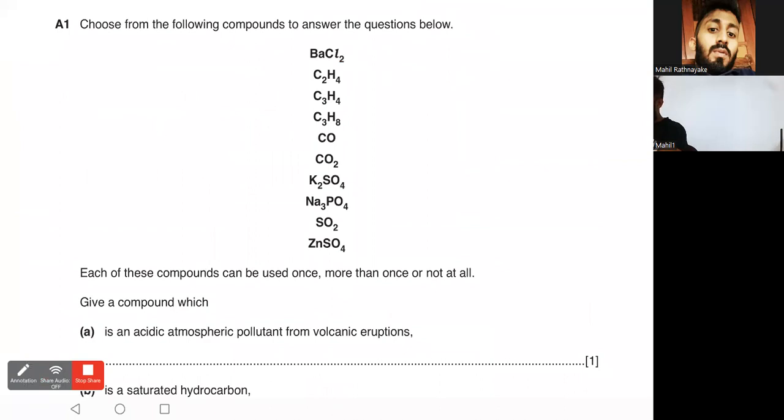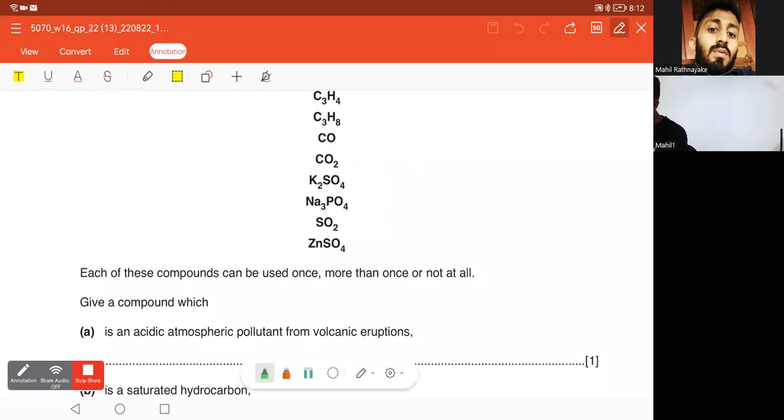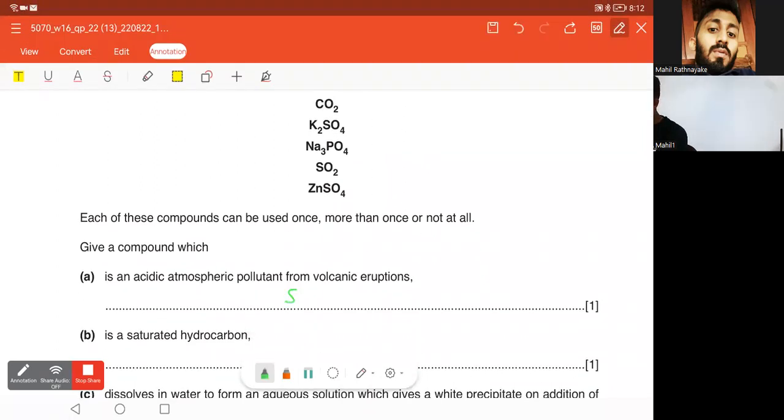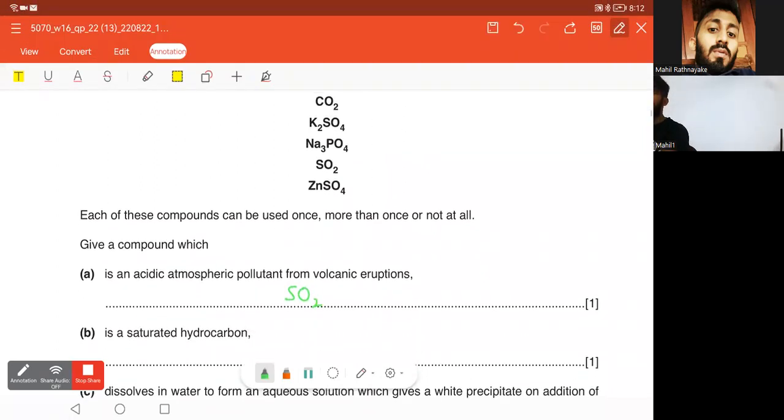It is an acidic amphoteric pollutant from volcanic eruption. What is that gas? Sulfur dioxide, SO2, coming from volcanic eruption.